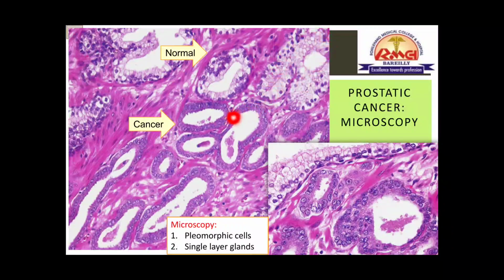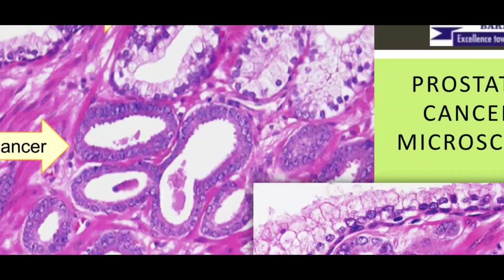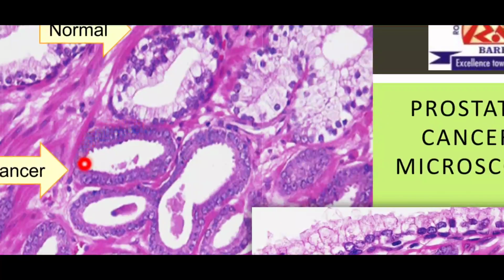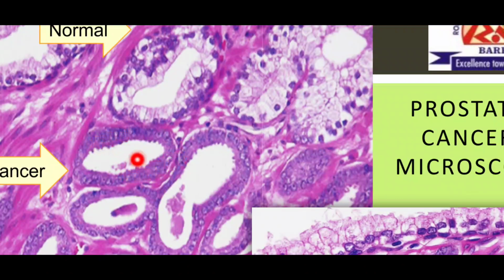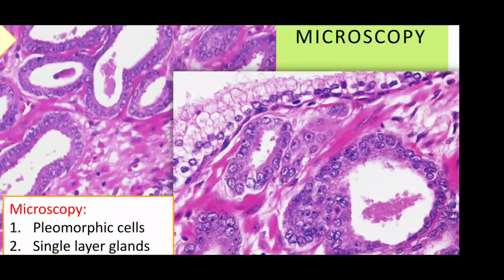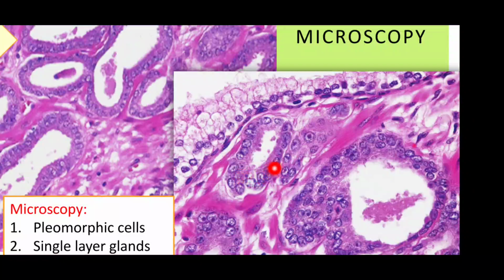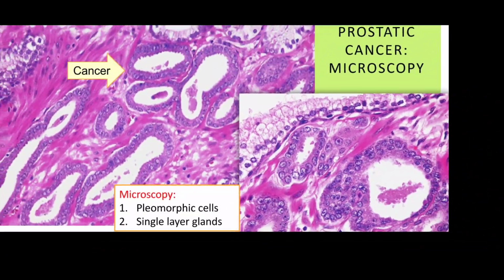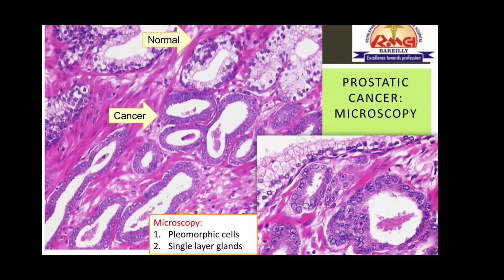Again, this is the normal gland, while these are the cancerous glands, and they are lined by a single layer of epithelium, and these are the tumor cells lining the gland. See, this is the single lining epithelium of the gland. These are the cancerous glands. Again, in this higher power, we can see this is a malignant gland lined by a single layer of atypical epithelial cells.